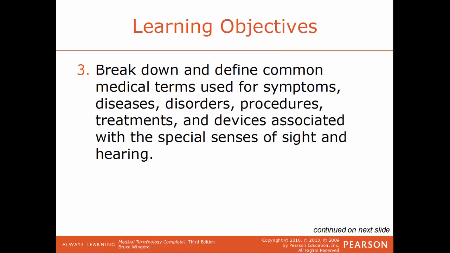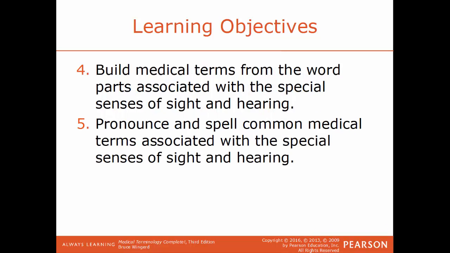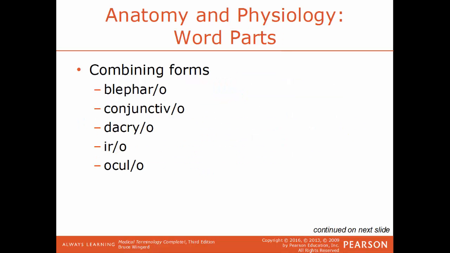Break down and define common medical terms used for symptoms, diseases, disorders, procedures, treatments, and devices associated with the special senses of sight and hearing. Build medical terms from the word parts associated with the special senses of sight and hearing. And lastly, pronounce and spell common medical terms associated with sight and hearing. First, we'll start off with some anatomy, physiology, and some word parts.